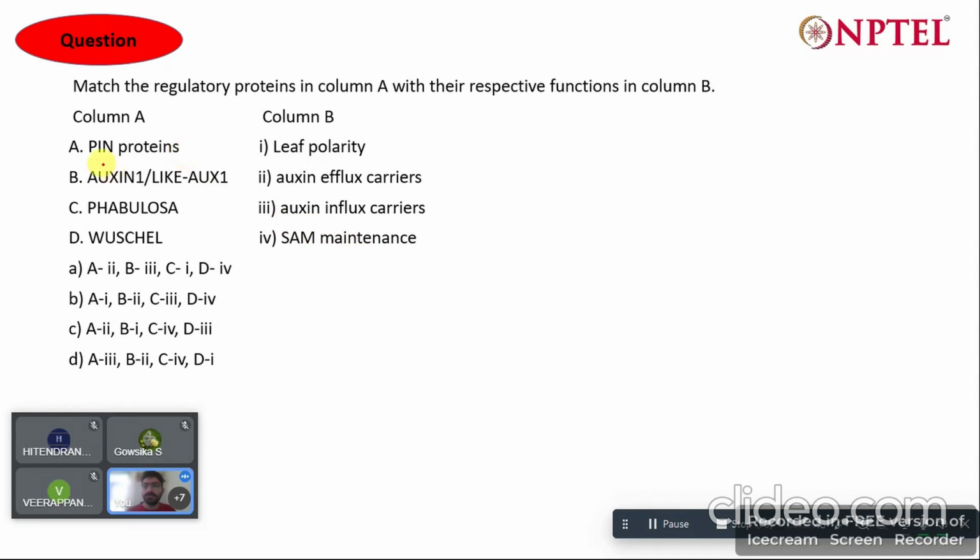Just now we studied that pin proteins are involved as auxin efflux carriers, so A will be 2. Then AUX1 is an influx carrier of auxin, so B will be 3. Fabulosa is involved in leaf polarity, because it is expressed in the adaxial side, so C is 1. And Wuschel is mainly important for SAM maintenance, so it will be 4. So yes, the answer is A.